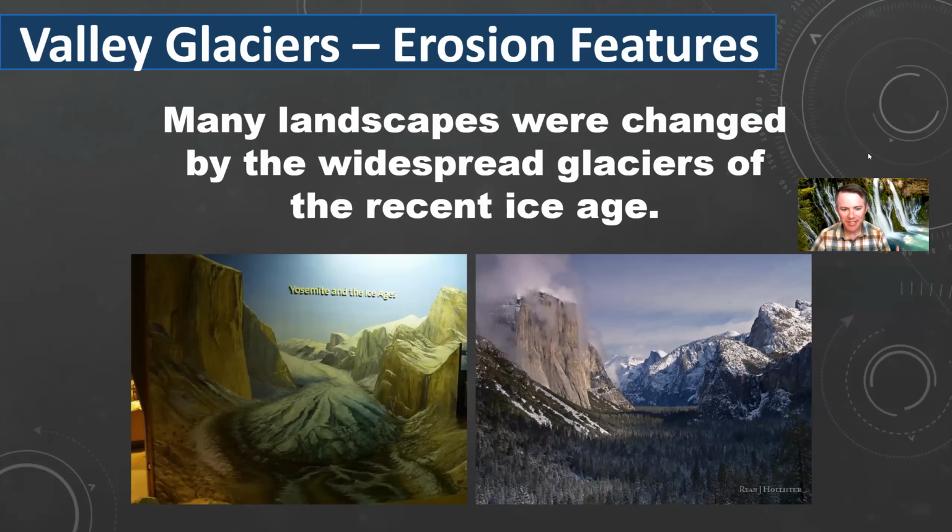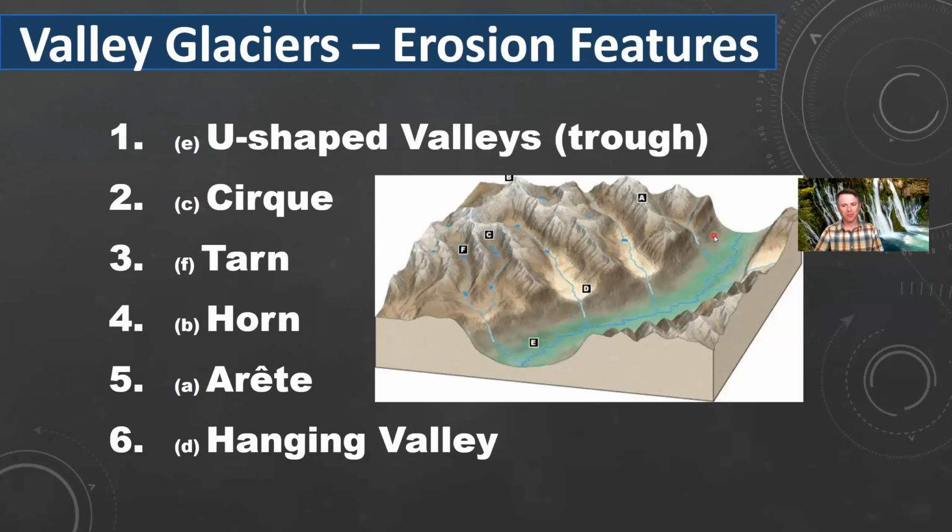All right. So for us, right, many landscapes were changed by the widespread glaciers of the recent ice age. And it's something we see in California all the time. And if you ever get to go to the mountains, which I hope you get to at some point, you'll get to see some of these features on your own. And so one of the things we're going to do in a few minutes here is we're going to go on our own little Google Earth, and you guys are going to be able to add some of your own glacial stuff to there.